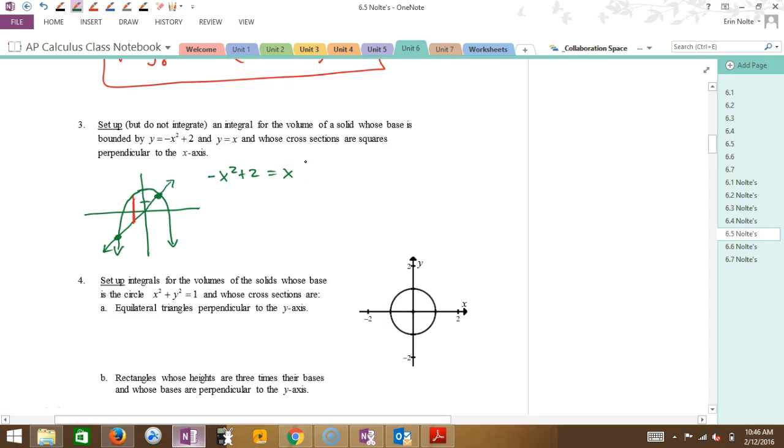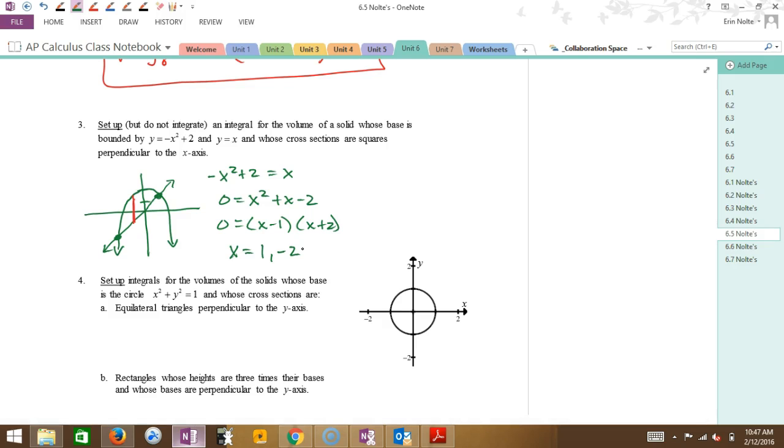Okay, so I'm going to go ahead and solve this quadratic by pulling everything to the right-hand side so I can try factoring it. So I'm going to say 0 is equal to x squared plus x minus 2. And now I'm thinking, what two numbers multiply to negative 2 and add a positive 1? Yeah, negative 1 and positive 2. So our intersection occurs at positive 1 and negative 2. Okay, so that's our bounded region, the interval piece.